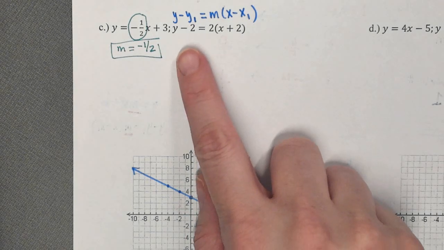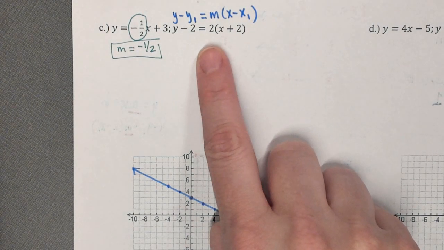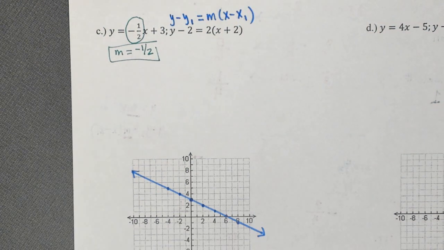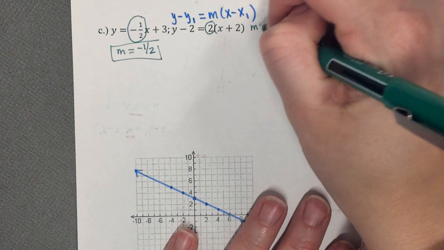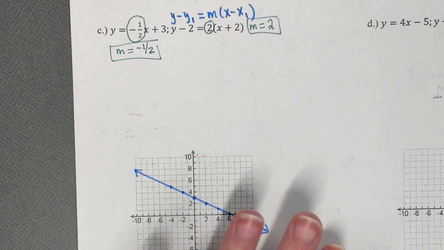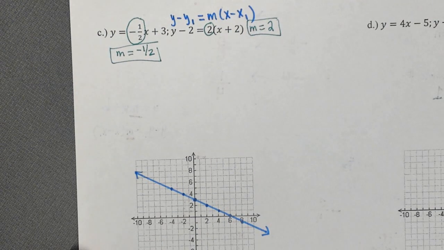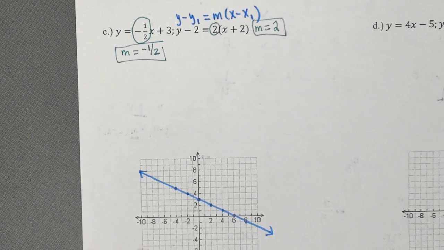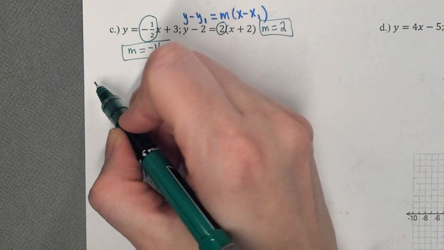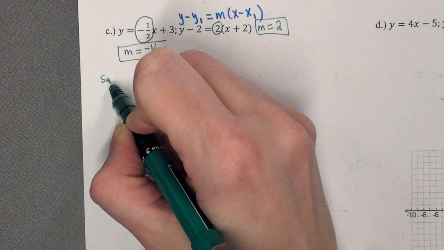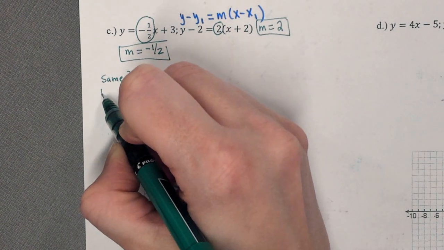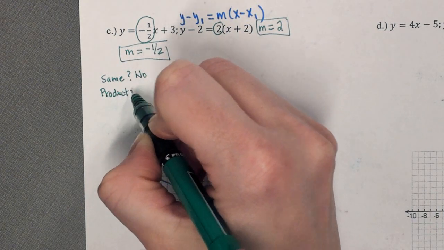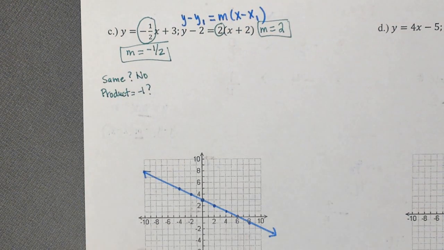Okay, so can anybody tell me what the slope is for this line? Just by looking at it there? Yep, it's 2. So right here. Okay, so then your slope is 2. So obviously they're not the same. Okay, if the slopes aren't the same, the next thing you're going to do is find the product. So this is what you're going to ask yourself. Are the slopes the same? Okay, no. Then you're going to find the product and see if that equals negative 1.